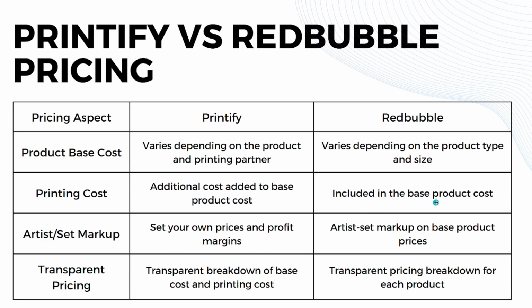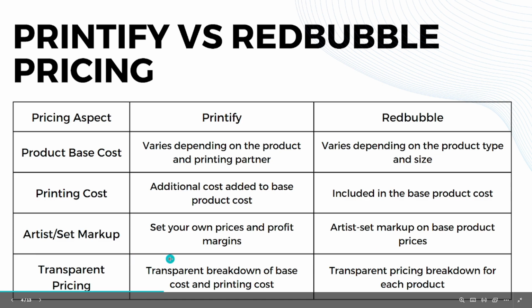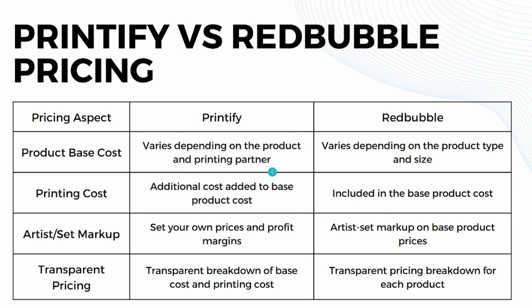And when it comes to artist-set markup, with Printify you can set your own prices and profit margins, and on Redbubble the artist sets the markup on base product prices. When it comes to transparent pricing, Printify has a transparent breakdown of base cost and printing costs. Same thing with Redbubble, but on each product. And yes, that's it for the pricing comparison.